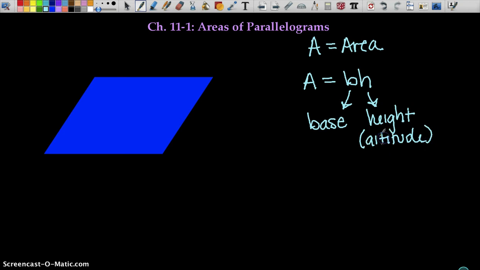Okay, so remember we talked about altitude, that it was a 90-degree angle. So when we say height, we're not talking about this side over here. That is not the height. We're talking about straight up and down.